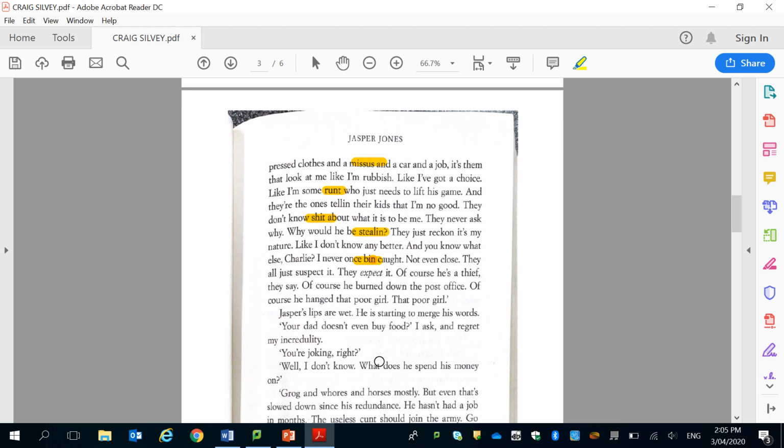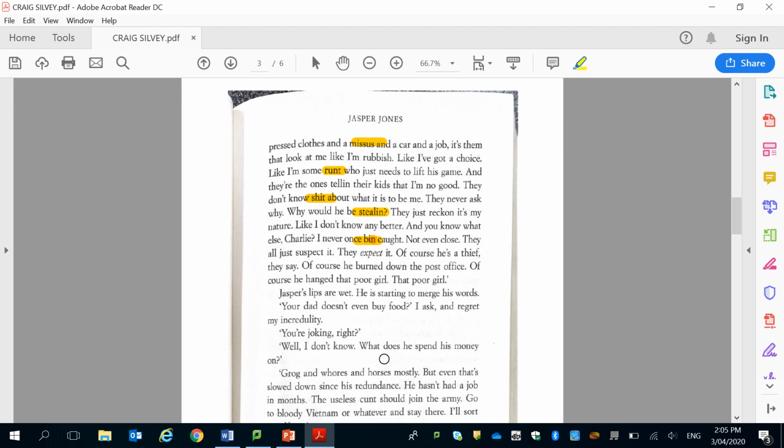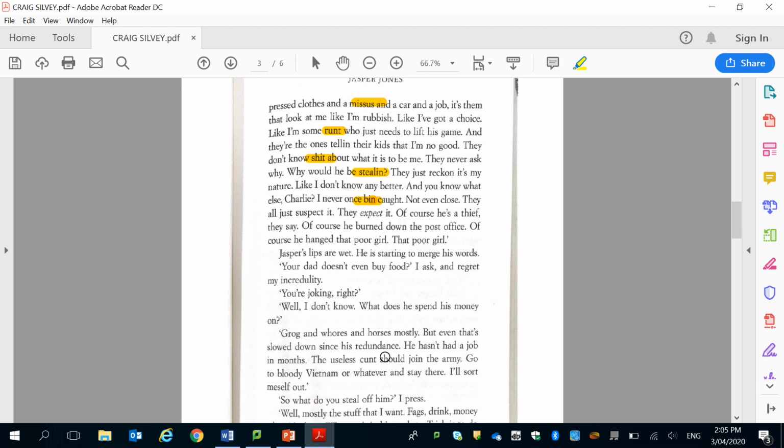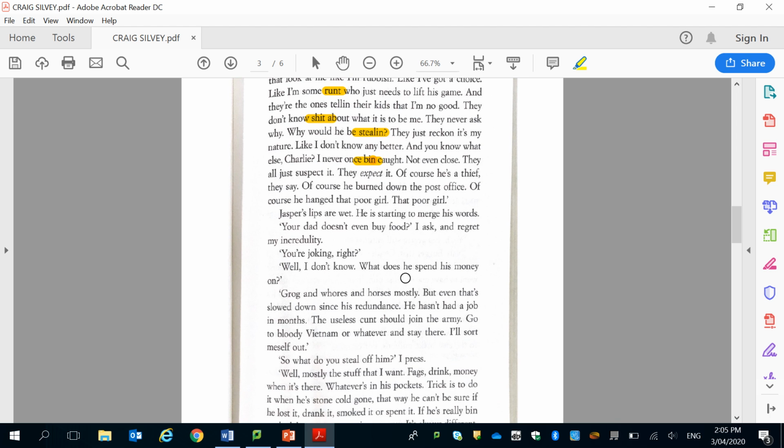Your dad doesn't even buy food, I ask, and regret my incredulity. You're joking, right? Well, I don't know. What does he spend his money on? Grog and whores and horses mostly. But even that's slowed down since his redundancy. He hasn't had a job in months.